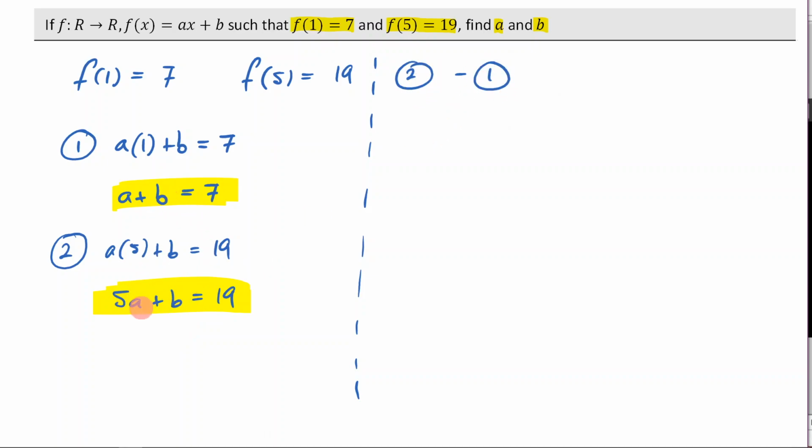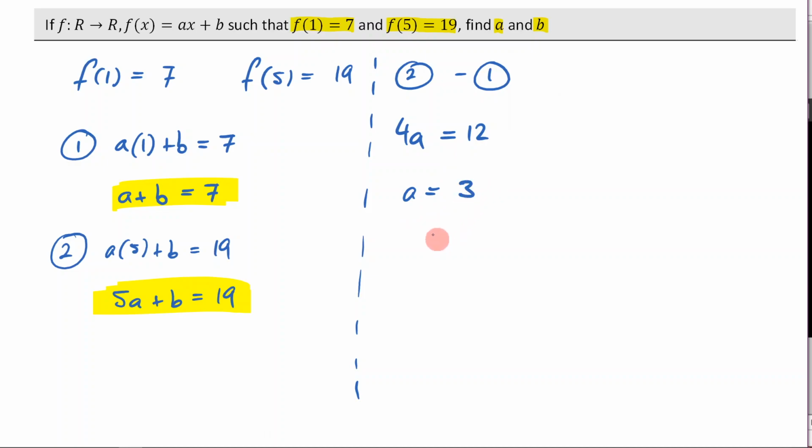So that means 5a minus a is 4a. b minus b goes away, and that's what we want. We just want to be left with one variable, one pronumeral. Then 19 minus 7 is equal to 12. Then a is going to be equal to 3.